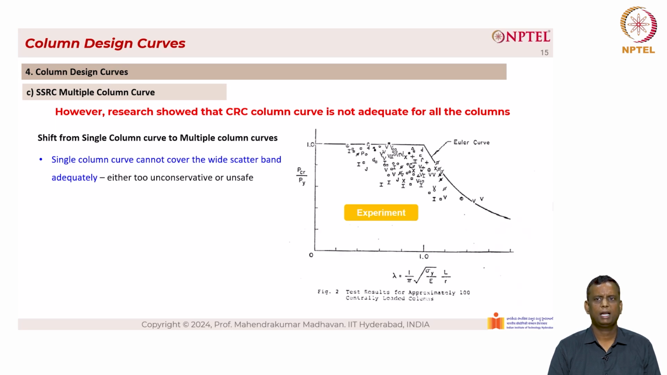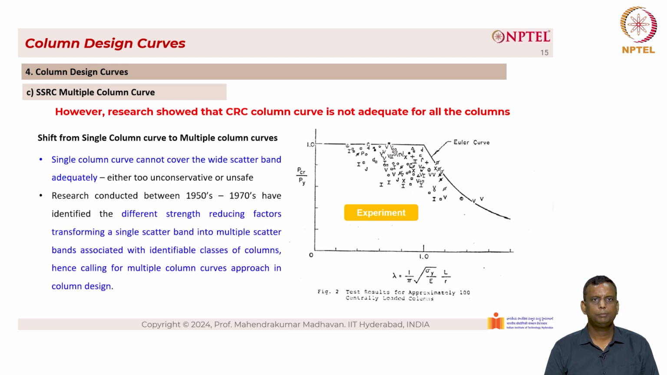So as you can see from the right hand side, close to 100 experiments were carried out for centrally loaded columns. The test results are plotted in a non-dimensionalized fashion. You can see the large scatter in the test results. So there cannot be one single curve that can cater to such a wide range of scatter. Research conducted between the 1950s and 1970s identified the different strength reducing factors, transforming a single scatter band into multiple scatter bands associated with identifiable classes of columns, hence calling for a multiple column curves approach in column design.